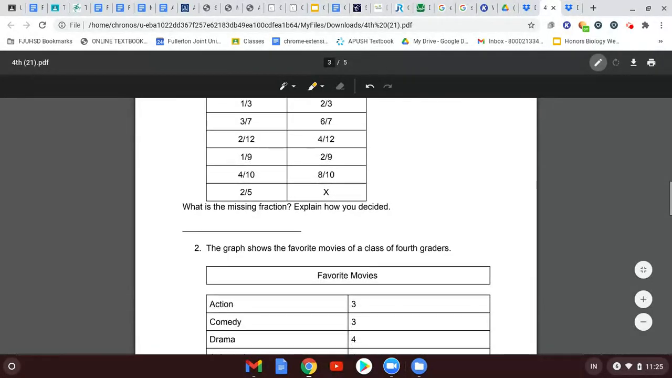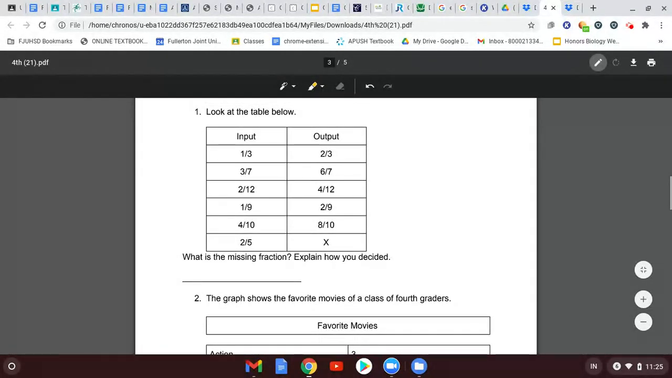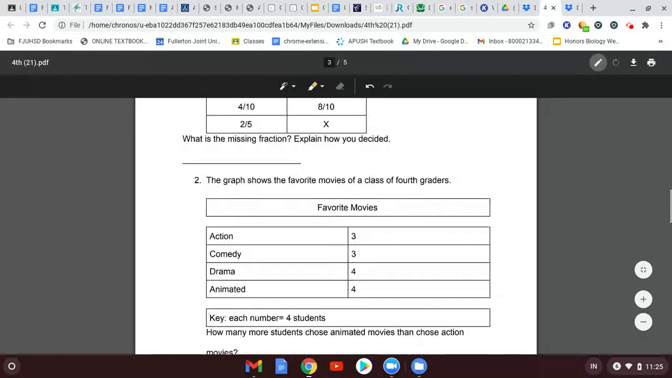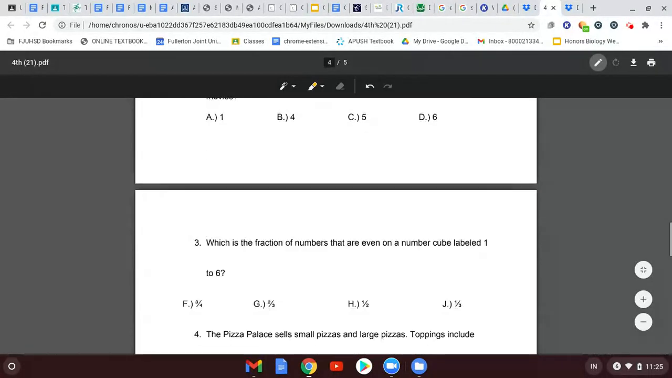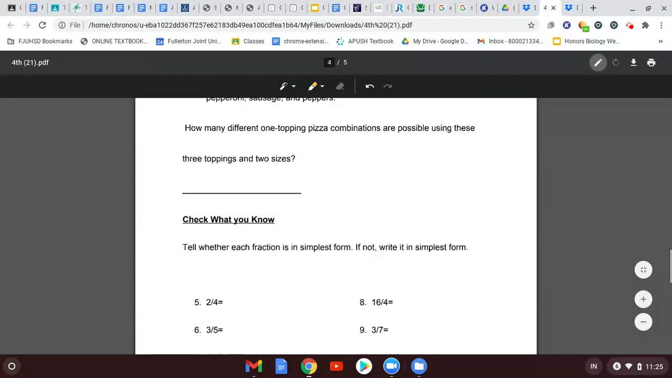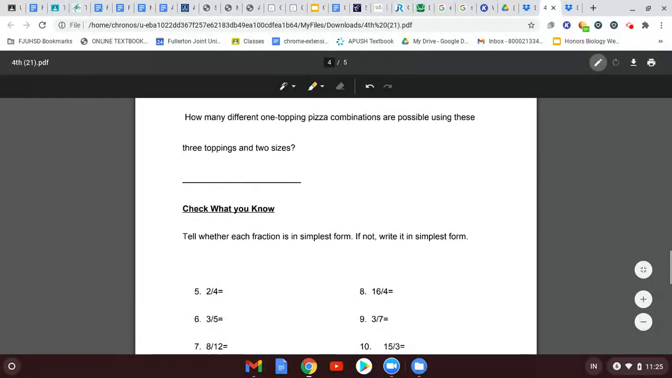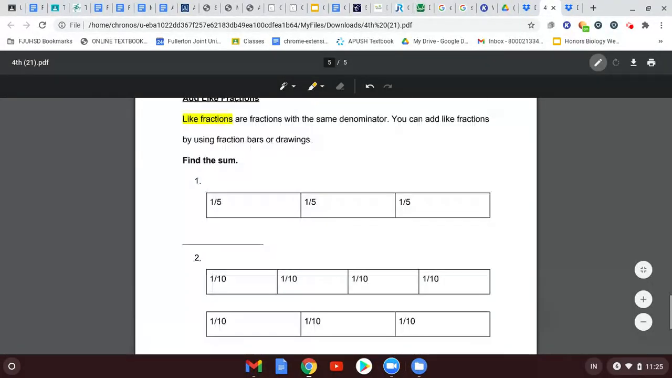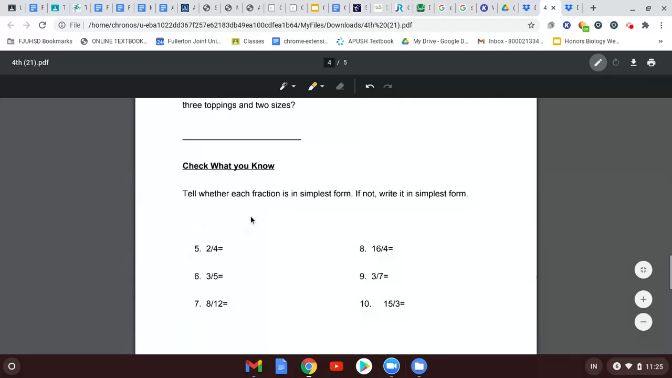Inequalities we've done before. Fractions. The graph shows. Let's see, what else can we do? Okay, let's go to this one.